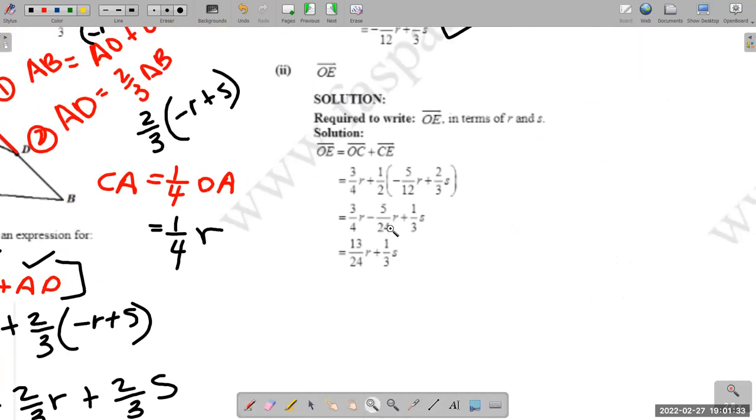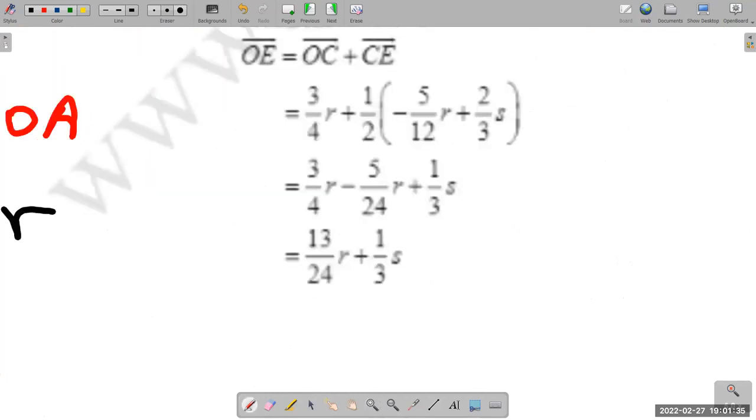So let me zoom in. Exactly what I just said. 3/4, this part represents OC, and CE is half of what we just found. You realize the drama here? So what would we do? We would multiply out these values. So this is why I was telling y'all it comes down to the fractions.